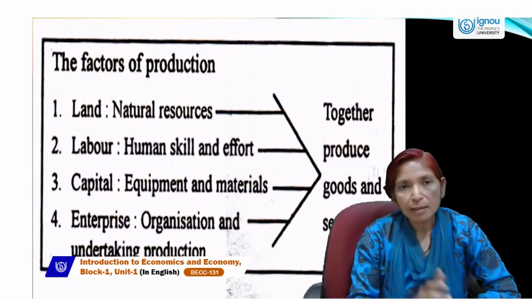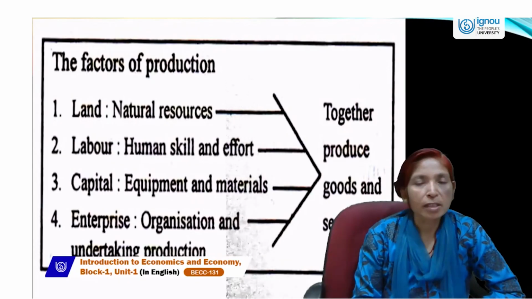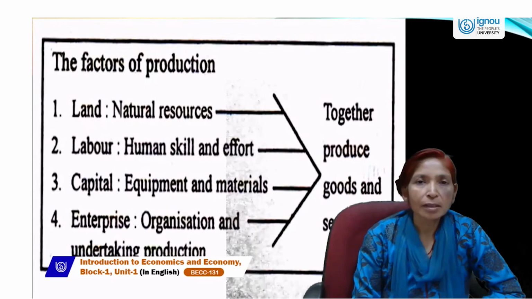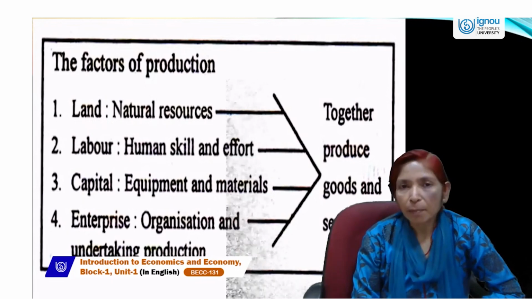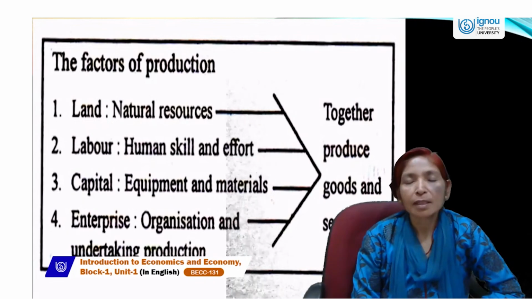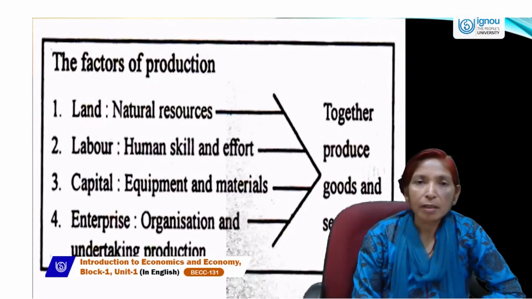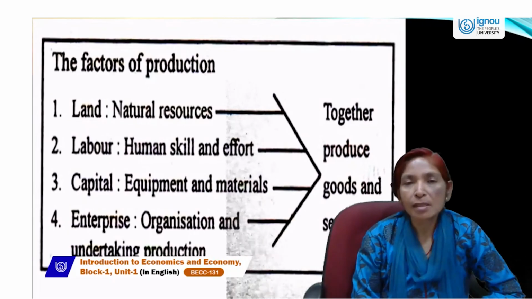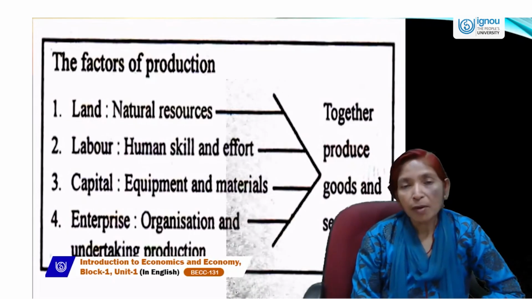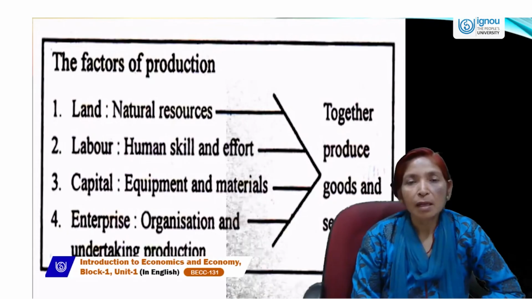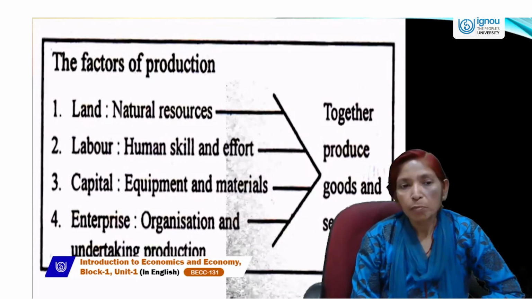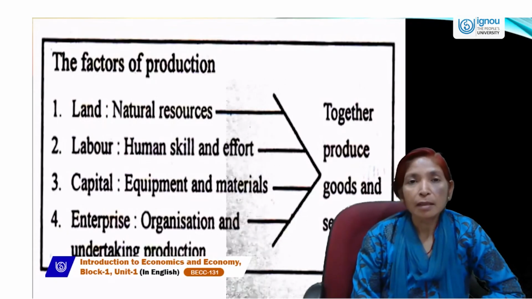For example, land. Land is a natural resource which is gifted by God or by nature, that is limited in supply. Its supply remains always inelastic, which can't be changed. And the labor, in labor we include human skills and efforts. Manpower or human beings are abundant in India, but skilled labor and trained labor is scarce.